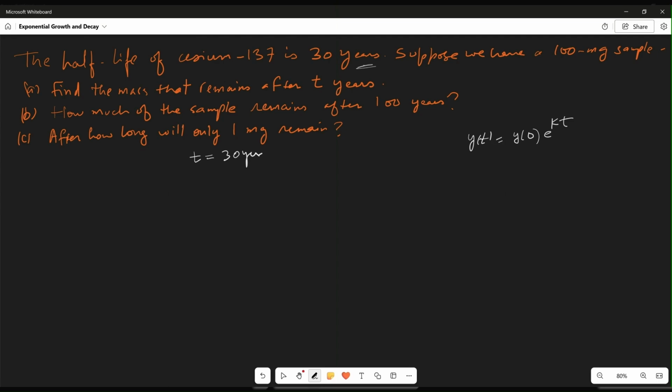Suppose we have a 100 mg sample, and initially we have the sample 100 milligrams. Find the mass that remains after t years. How much of the sample remains after 100 years? And after how long will only 1 milligram remain?